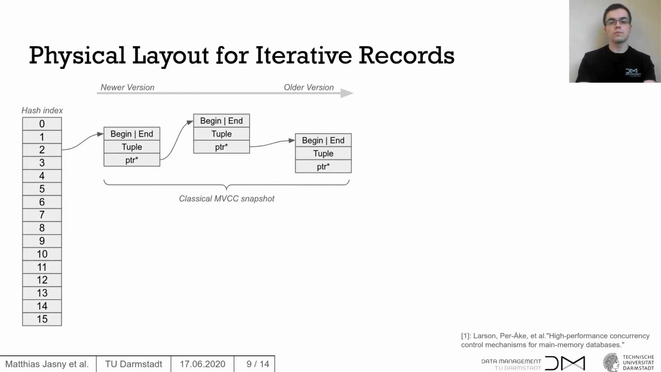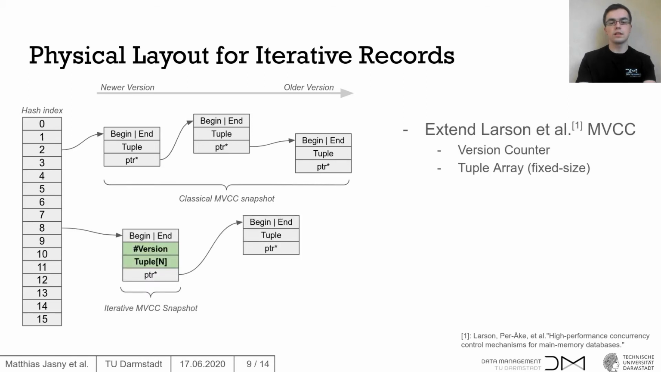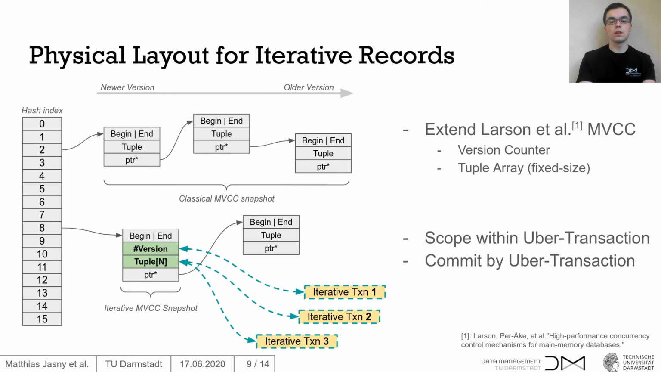As a base, we use the MVCC model proposed by Larson et al. Our iterative records extend their MVCC snapshots with a version field and a fixed-size tuple array. Iterative transactions install new values into the snapshot by adding a tuple to the array and increasing the version counter. Access by the iterative transactions is very efficient because all tuple versions are present in the array. Its size needs to be large enough to satisfy the used isolation level, for example the staleness value.